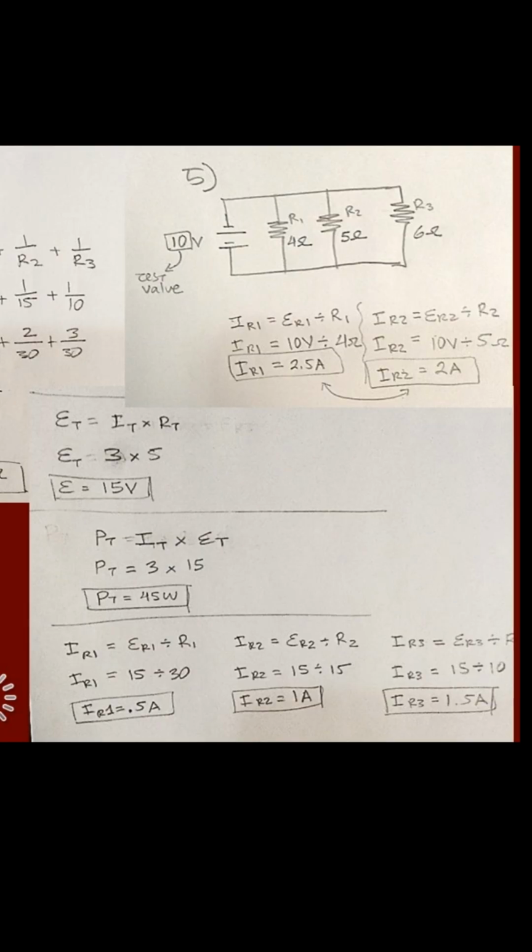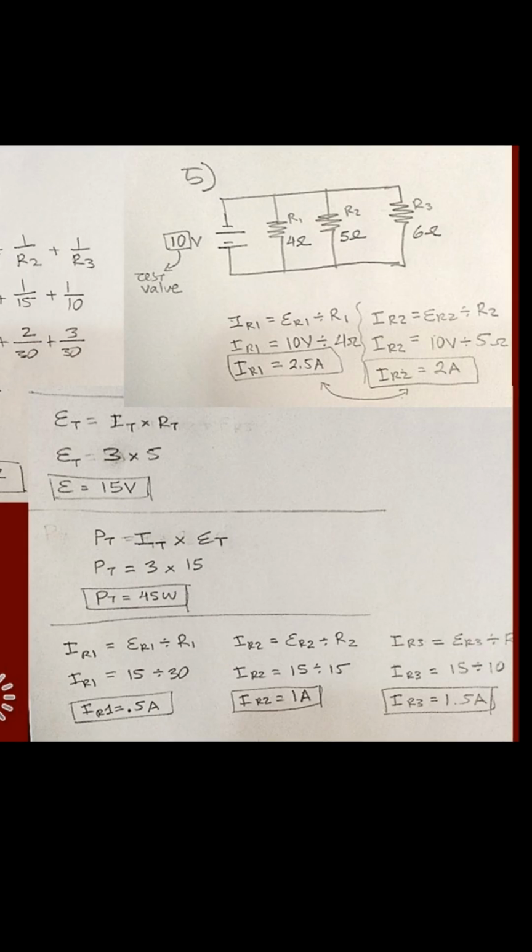The same steps are taken for the current at R2, which is voltage drop at R2 divided by resistance at R2, which again is 15 volts divided by, in this case, 15 ohms, which is given in the problem, equals 1 amp. The same steps are taken for the current at R3, which is voltage drop at R3 divided by resistance at R3, which is 15 volts divided by 10 ohms, which is 1.5 amps.